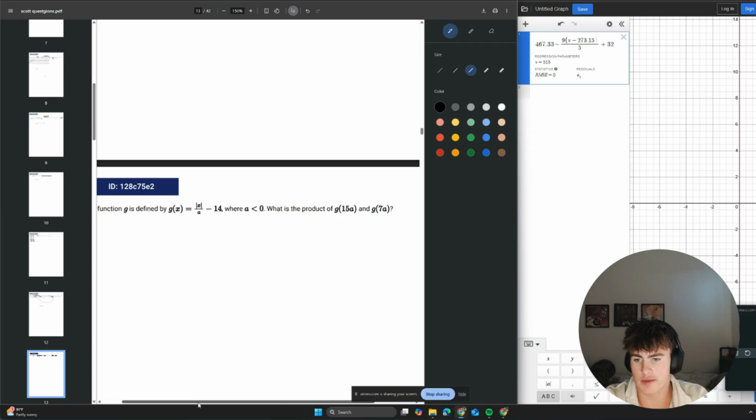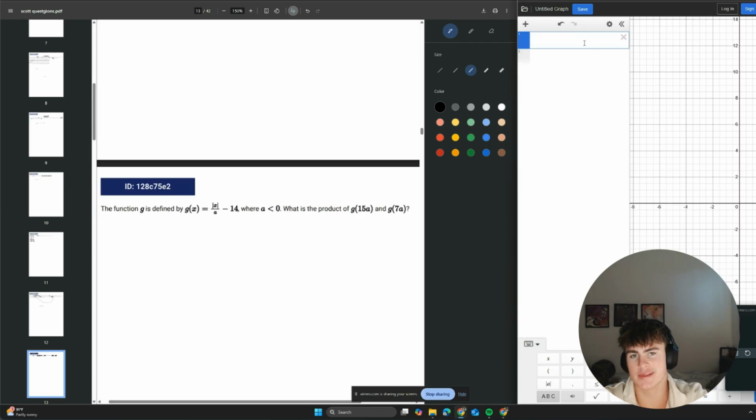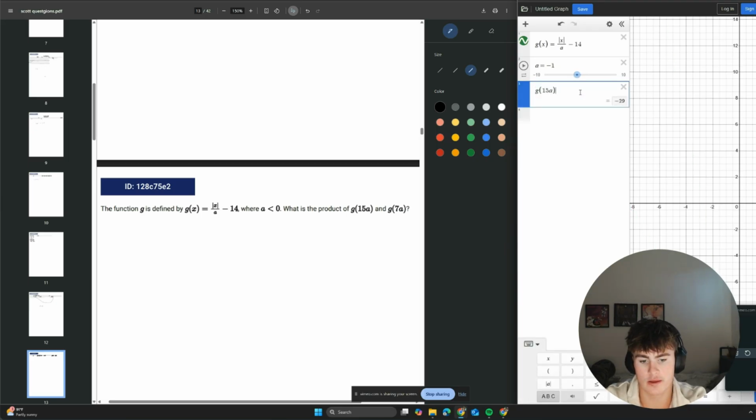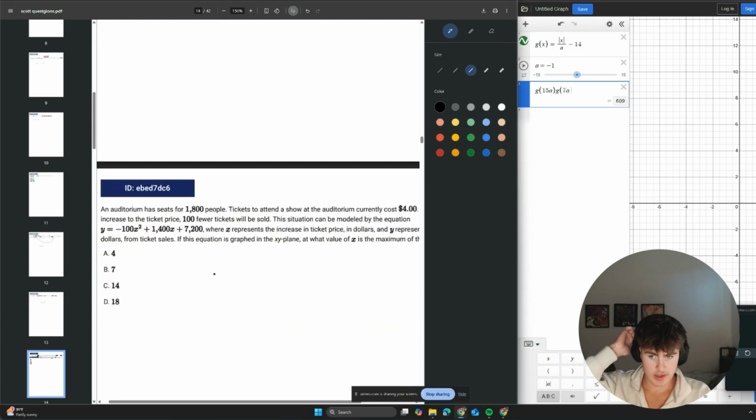Next one, I made a TikTok on this one, so this is the second one that I know. Function G is defined by this equation. I'm going to plug it in first and foremost. A minus 14, and then A is less than 0, so I'm going to say A is negative 1. Doesn't matter what the number is, just has to be negative. And then we're going to do G of 15A times G of 7A. It's going to be 609. 609 is the answer. Easy peasy.